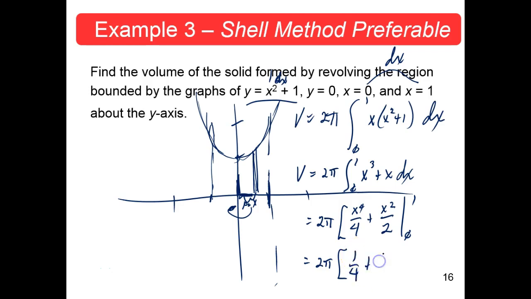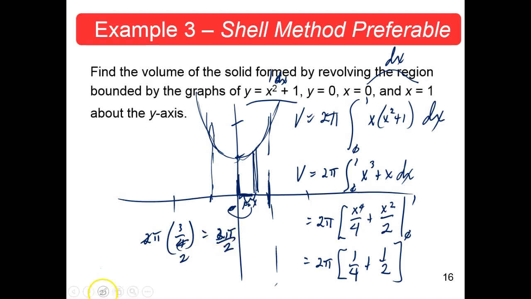1/4 plus 1/2. I'll do the 0 part, done. And that will be 2 pi times 3/4. And the 2 will go in the 4 twice. That would be 3 pi over 2.